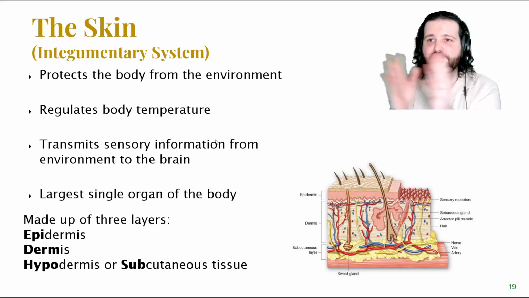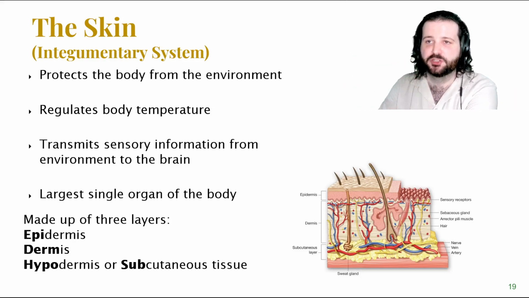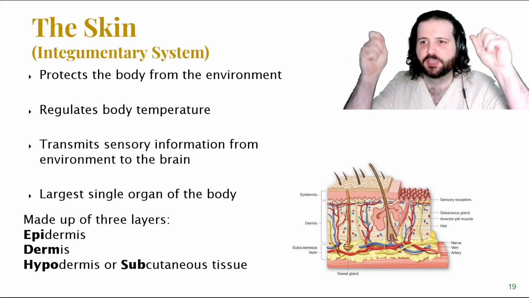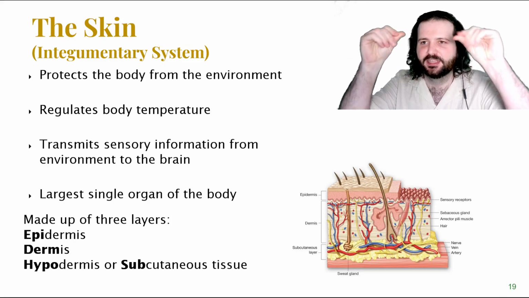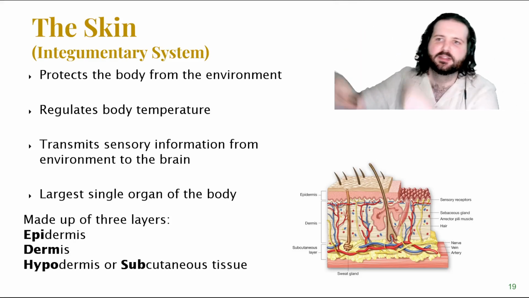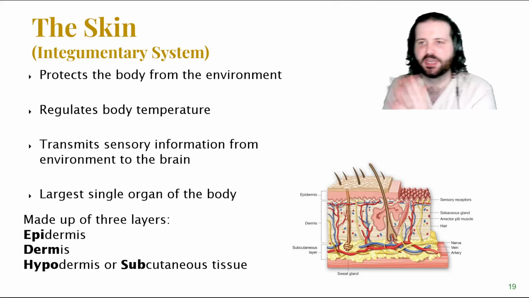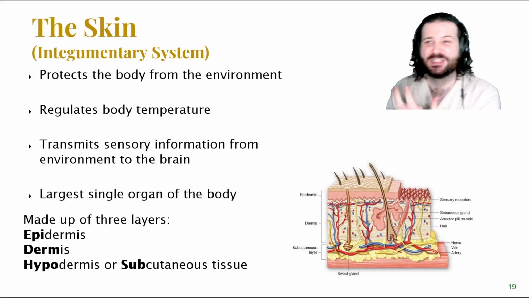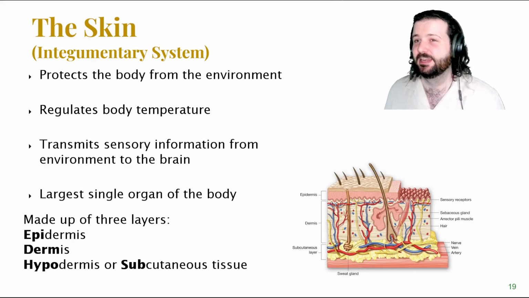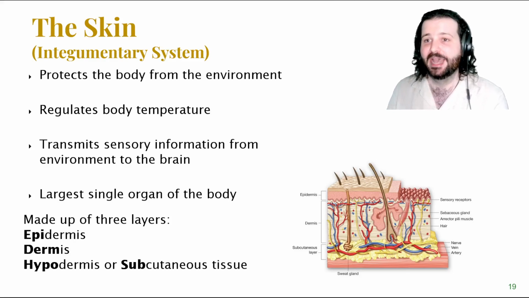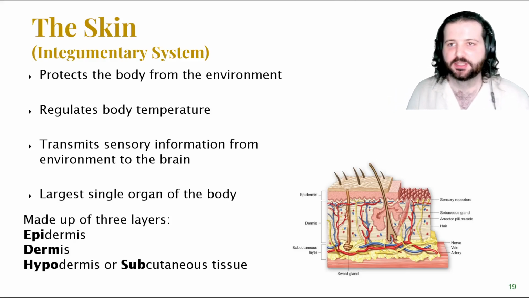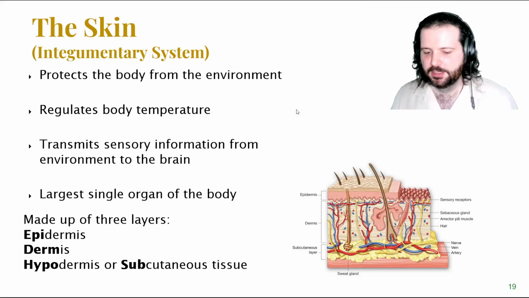It's also how we feel things, right? If you touch something, you are feeling it through your skin. The nerves and nerve endings in your skin, that's how it's sending the signals up to your brain. And so that's how we know what's going on. If we didn't have skin, we wouldn't be able to feel anything, right? It could be bad.